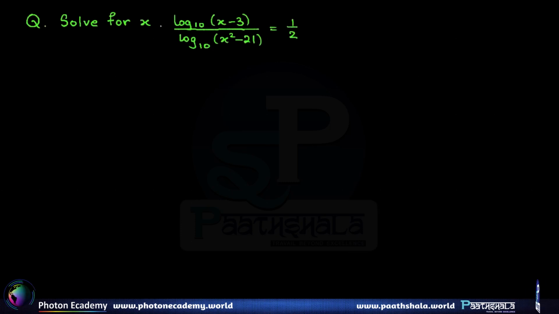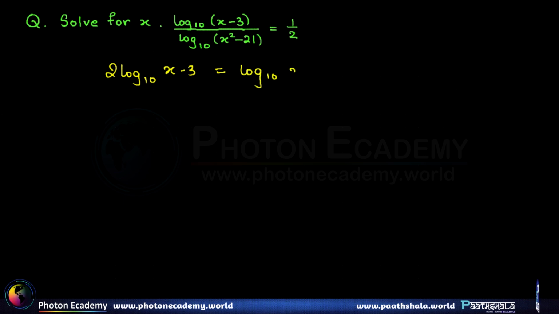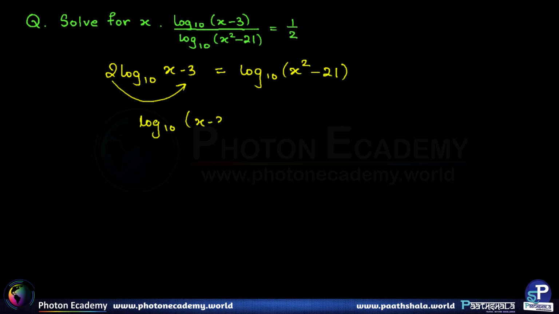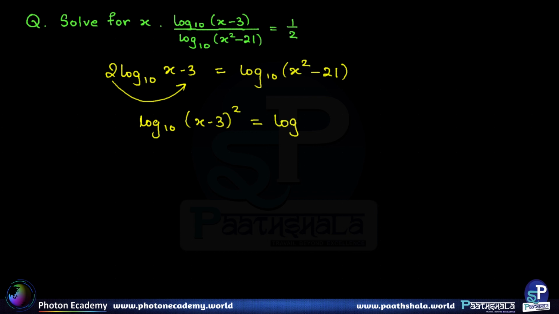Let's just cross multiply the terms. So we have 2 into log x minus 3 is equal to log x square minus 21. Bringing this 2 inside, we have log x minus 3 square is equal to log x square minus 21.